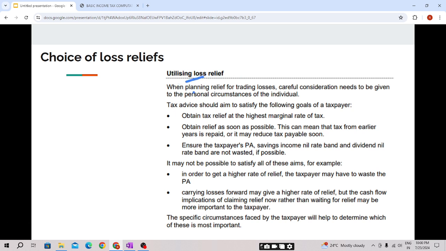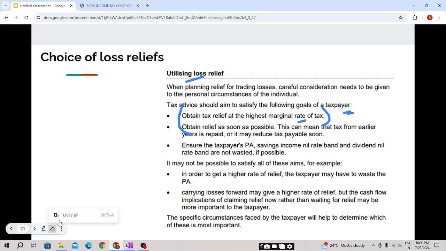Utilizing loss relief. When planning reliefs for trading loss, careful consideration needs to be given to the personal circumstances of the individual. We need to think as a tax advisor. A tax advisor should aim to satisfy the following goals of a taxpayer. Obtain tax relief at the highest marginal rate of tax. If a person is paying the highest tax rate in a particular year, and we are able to claim in that year, it will be better.